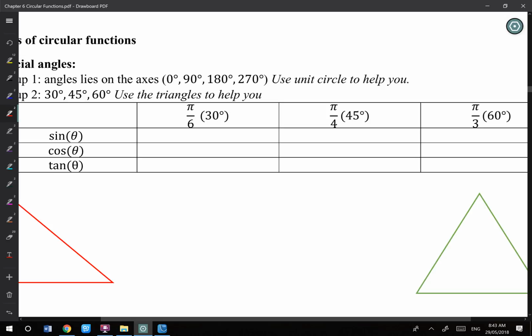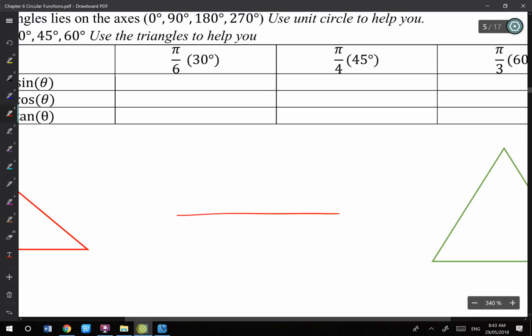So what's a reference angle? You know the reference angle is what you get when you sketch the angle. For example, let's sketch 5 pi over 6. This angle, 5 pi over 6, will be here. So go from the positive x-axis and go anti-clockwise.